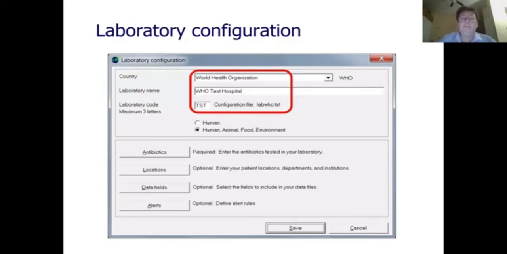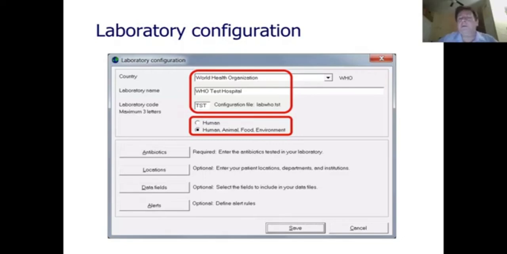You give your laboratory a name. You give your laboratory a three-letter code. You tell WHONET whether you are predominantly a human laboratory for human isolates, hospital, or public health. It doesn't mean you do human only. Also in a hospital laboratory, it's normal to do occasional sinks and environmental and food samples, but a hospital or a human public health lab would be predominantly human, so you choose the first choice.